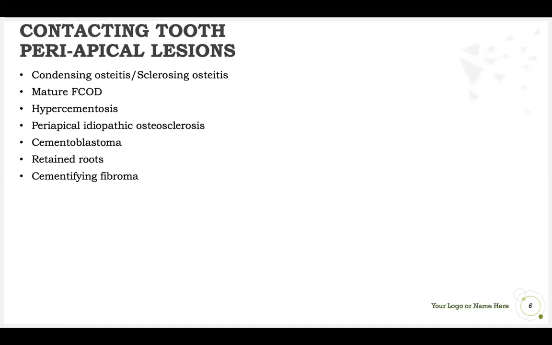In those contacting the tooth, the periapical lesions included are condensing osteitis or sclerosing osteitis, mature focal cemento-osseous dysplasia, hypercementosis, periapical idiopathic osteosclerosis, cementoblastoma, retained roots, and cementifying fibroma.